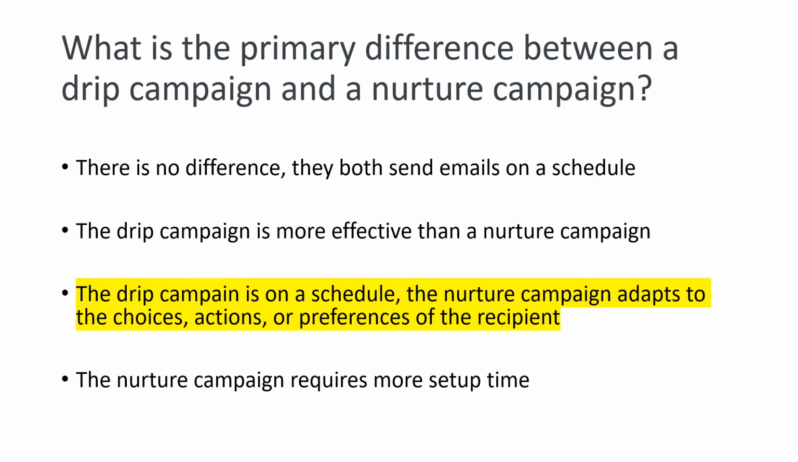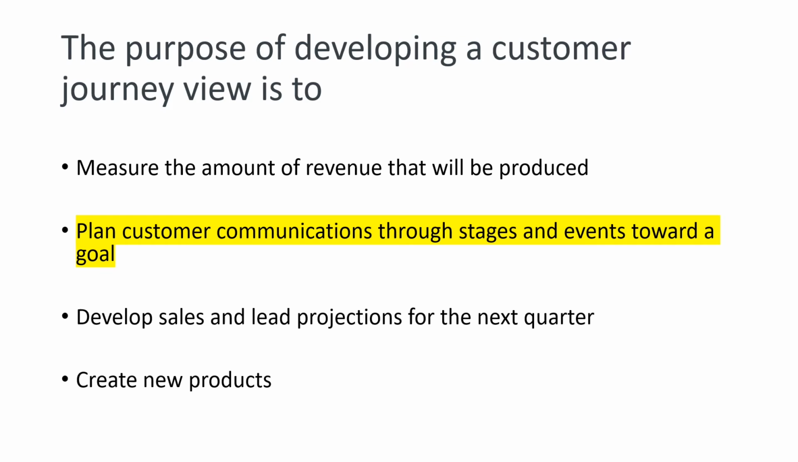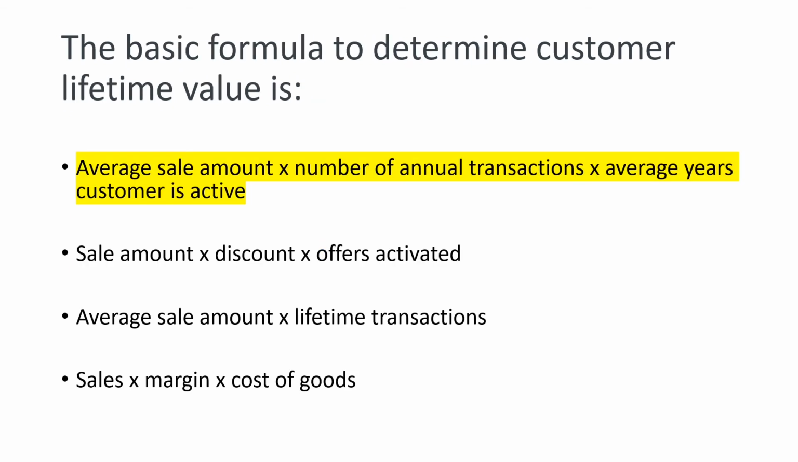243. What is the primary difference between a drip campaign and a nurture campaign? The drip campaign is on a schedule. The nurture campaign adapts to the choices, actions, or preferences of the recipient. 244. The purpose of developing a customer journey view is to plan customer communications through stages and events toward a goal. 245. The basic formula to determine customer lifetime value is average sale amount x number of annual transactions x average years customer is active.